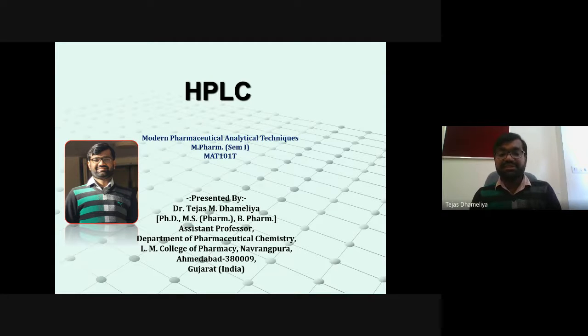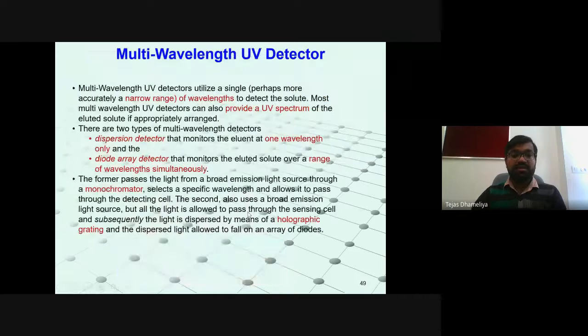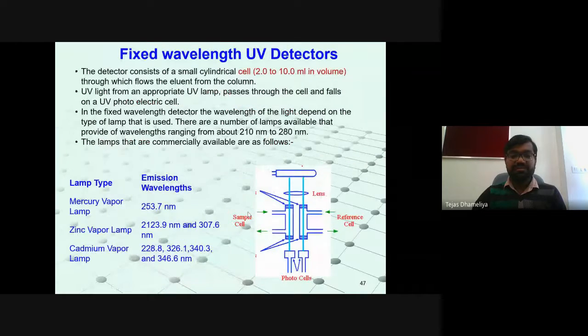Some of the detectors which were previously used, such as flame ionization detectors, are also used in HPLC. Today we are going to discuss all these detectors, how they work, and what their fundamental parts are, so that they can detect the substance. That will be our major objective today.